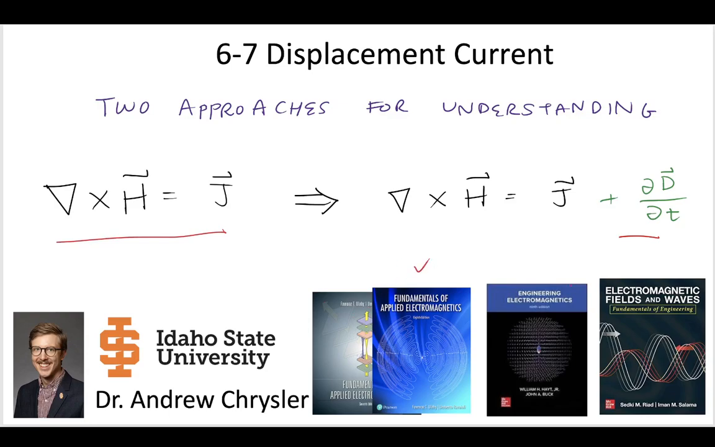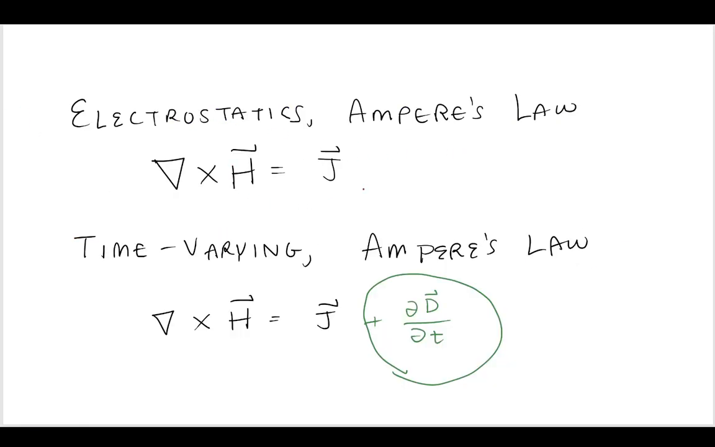One comes from the Ulaby textbook. The other comes from textbooks such as these two. So Ampere's law in the electrostatic case has no time-varying term. However, the time-varying form that exists looks like this, and it does include this partial derivative of the electric flux density. And we're going to see why that term exists via two approaches.